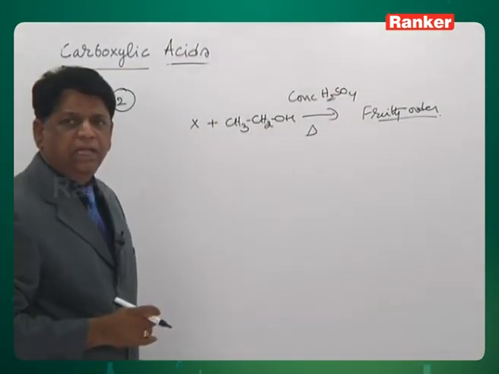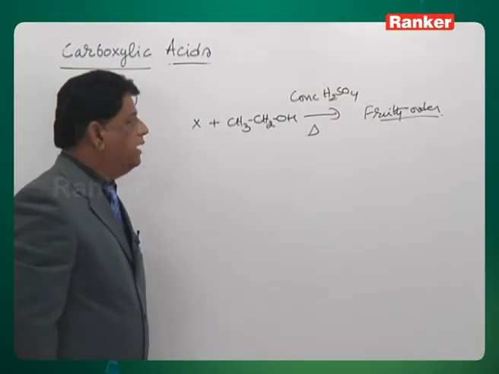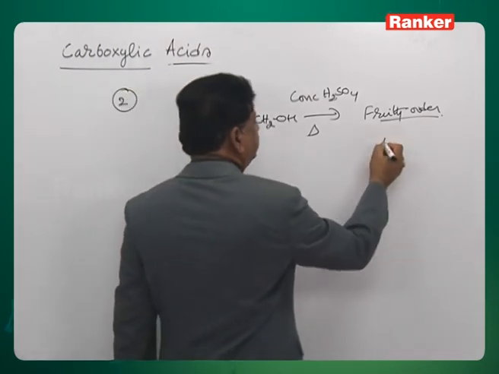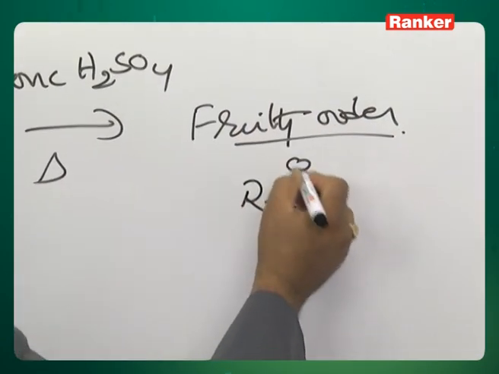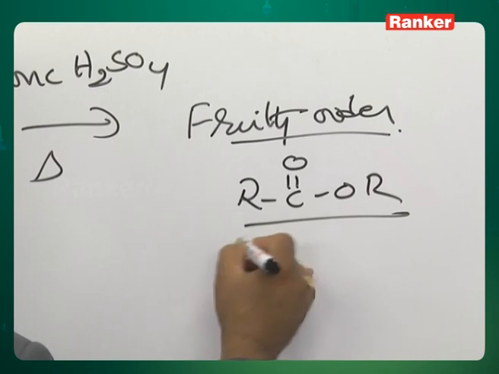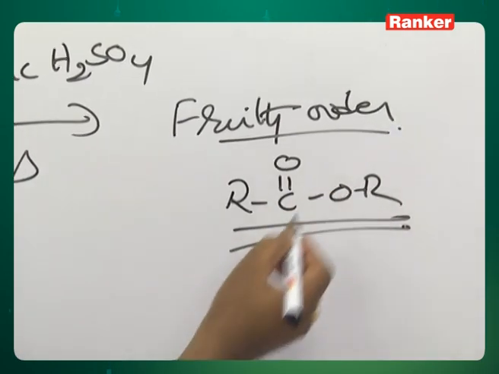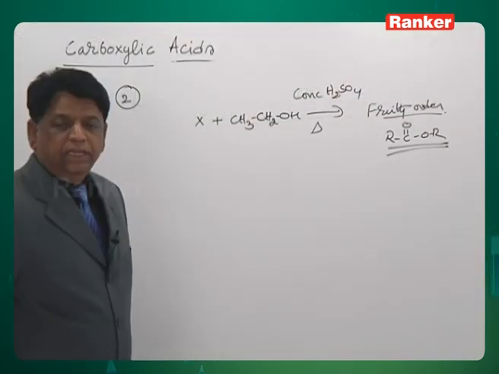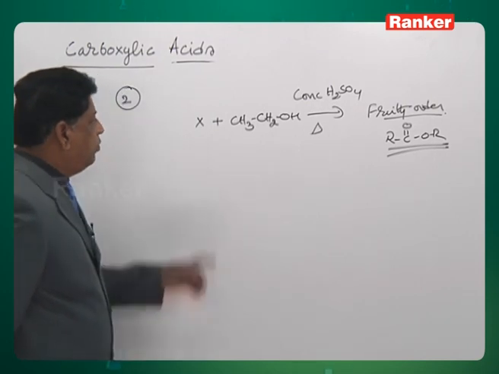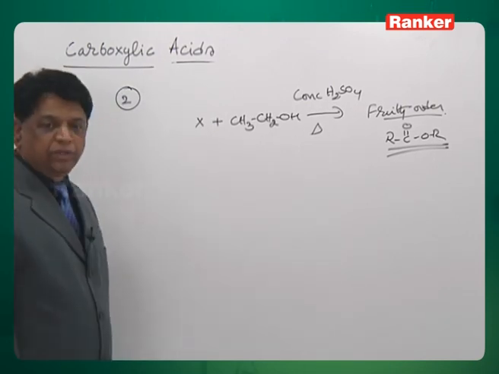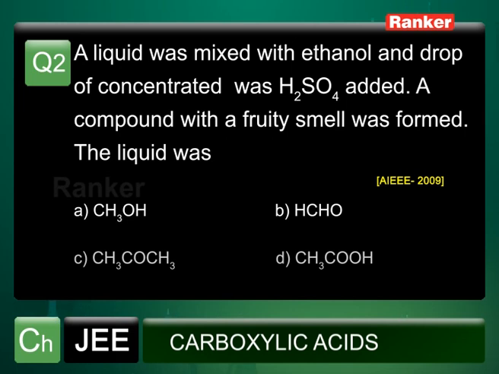This smell is a symptom of an ester. Compounds containing the RCOOR functional group have a fruity odor. So therefore the ester must be formed. What he has taken must be an acid. So let us go for the options here. One is methanol, that's wrong. Formaldehyde, wrong. Option C, acetone, wrong. Option D, acetic acid, is the right answer.